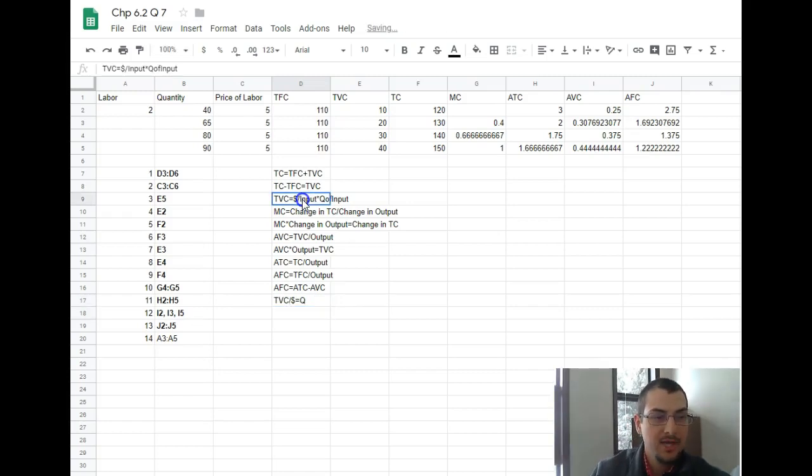So I'm just going to take this particular equation and rearrange it to equal that. So if we do that, we can say that equals total variable cost divided by the price. We can drag that down, and we now know what our labor is. So that part right there will fill in this whole table.